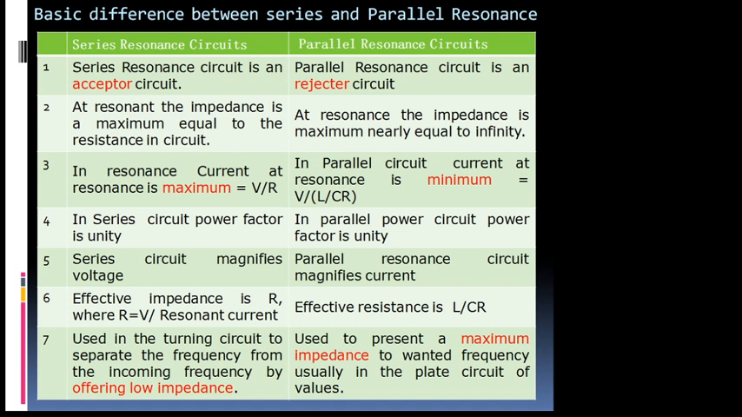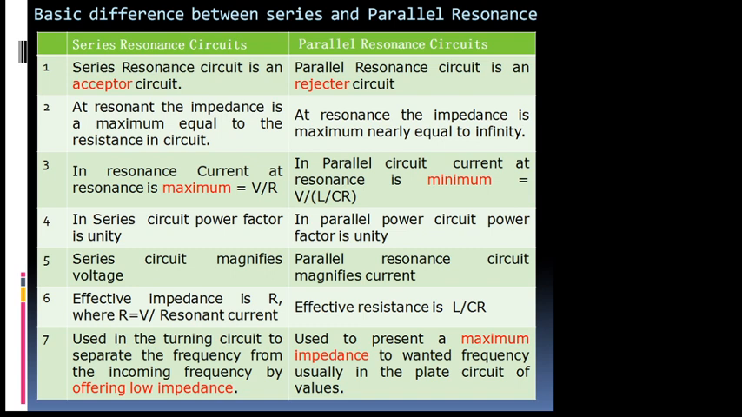Let's take a few of them. The first one is that series resonance is basically an acceptor circuit, and this is a rejector circuit. If you have a bunch of frequencies and you want to select one, then you should have a series circuit, and when your incoming frequency matches your natural frequency, that will be accepted and the rest will be blocked. Whereas parallel resonance is a circuit which is used for rejecting the frequency.